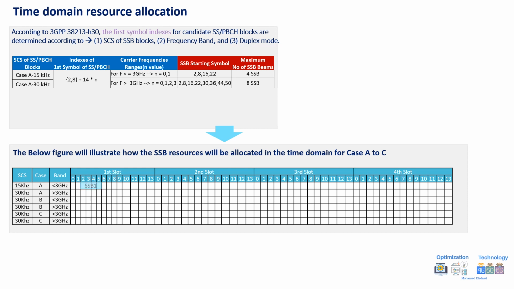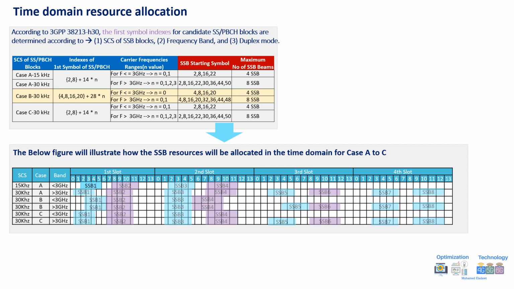SSB1 at symbol 2. SSB2 at symbol 8. SSB3 at symbol 16, which is equivalent to symbol 2 at the second slot. SSB4 at symbol 22, which is equivalent to symbol 8 at the second slot. The same concept will be applied for case B and C.